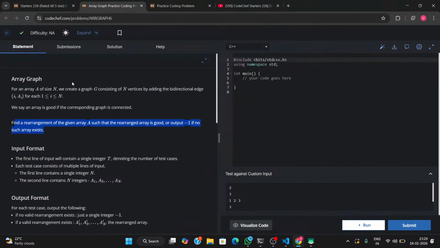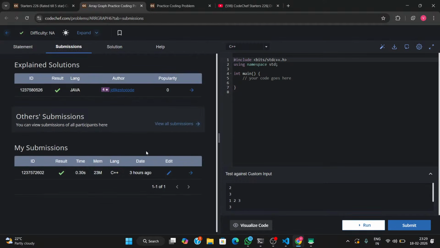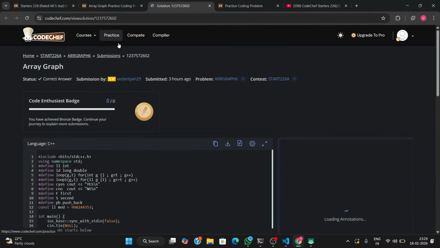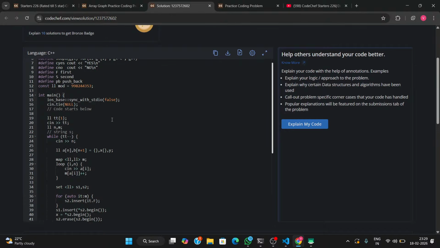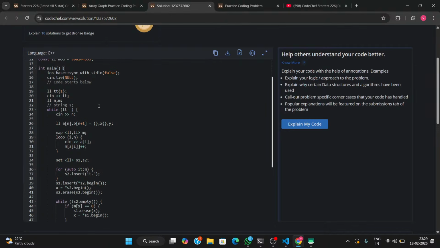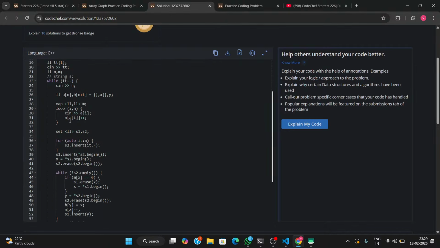So let's just see the code, I guess. So we took the inputs, we stored it in the map. The element AI has M of AI edges, right? That is what we are storing. And this B is the rearrangement. It is one index.